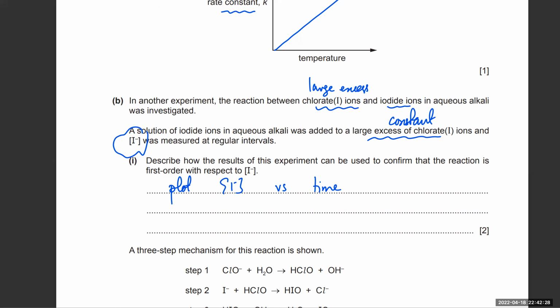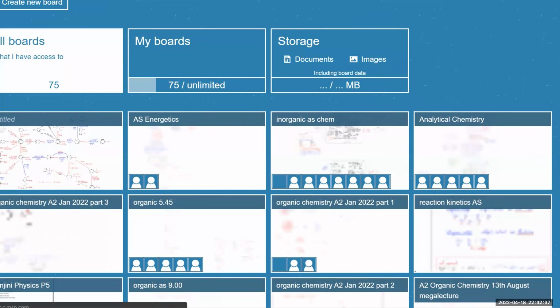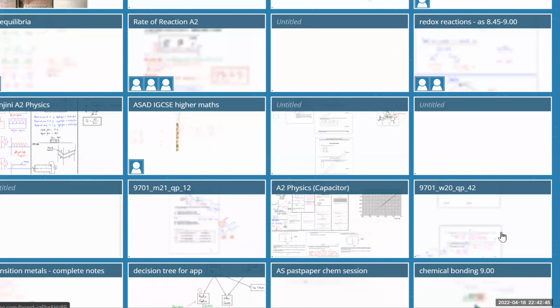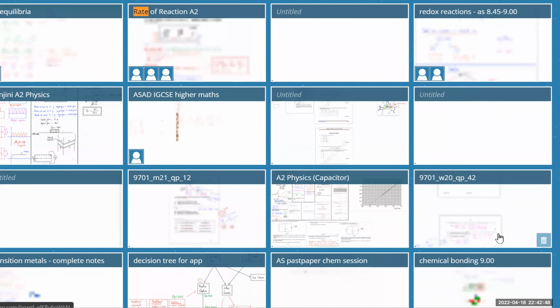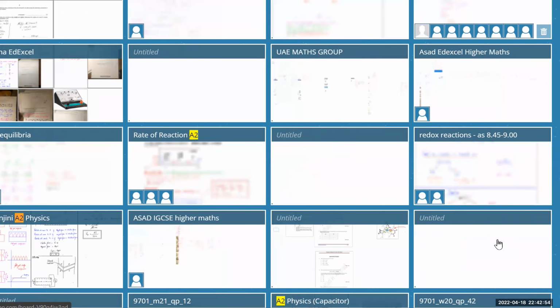Who had the notes? Just one second, let me find it. This one.